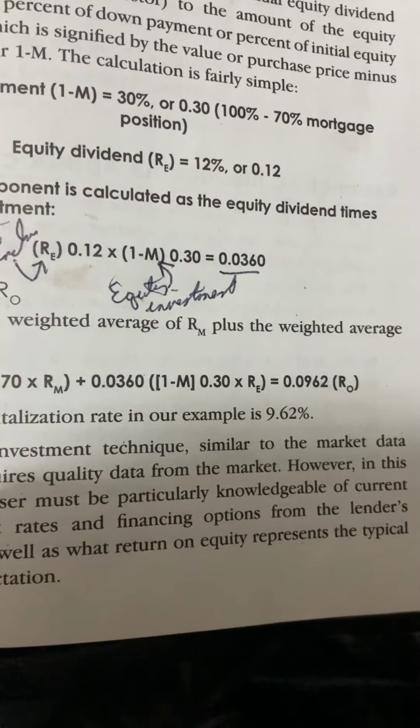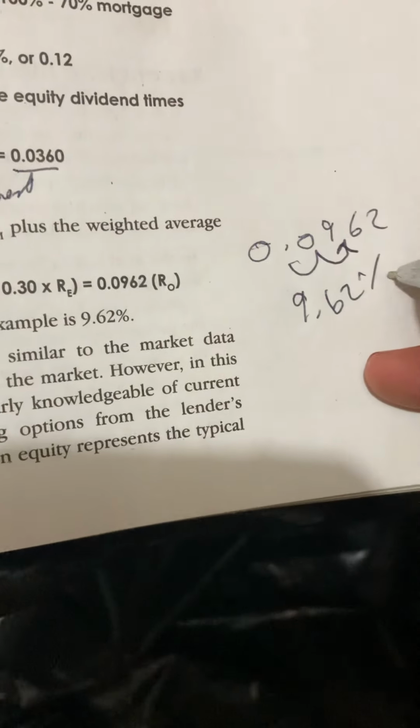The overall capitalization rate in our example is 9.62 because you move the decimal over 2 places to the right. I don't know why it doesn't say that after all this. Go 1, 2, 9.62%.